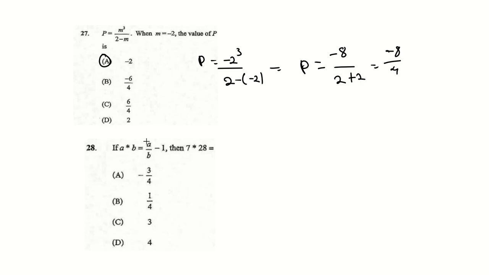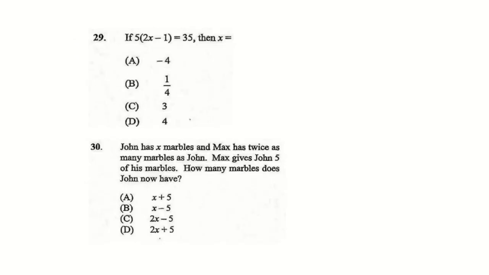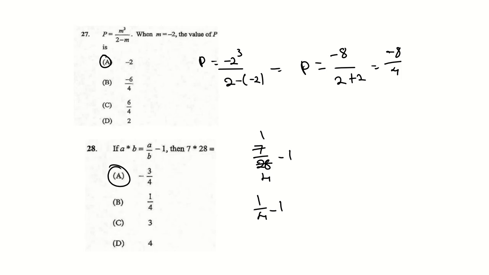Right, A asterisk B is A over B minus 1. 7 asterisk 28 would be 7 over 28 minus 1. 7 over 28, 7 into 7 is 1, 7 into 28 is 7 4s are 28. So it'll be a quarter minus 1 is minus 3 quarters, right? So the answer for number 28 is minus 3 over 4, which is E. This one here is a repeated question. Our answer was D. Yeah.